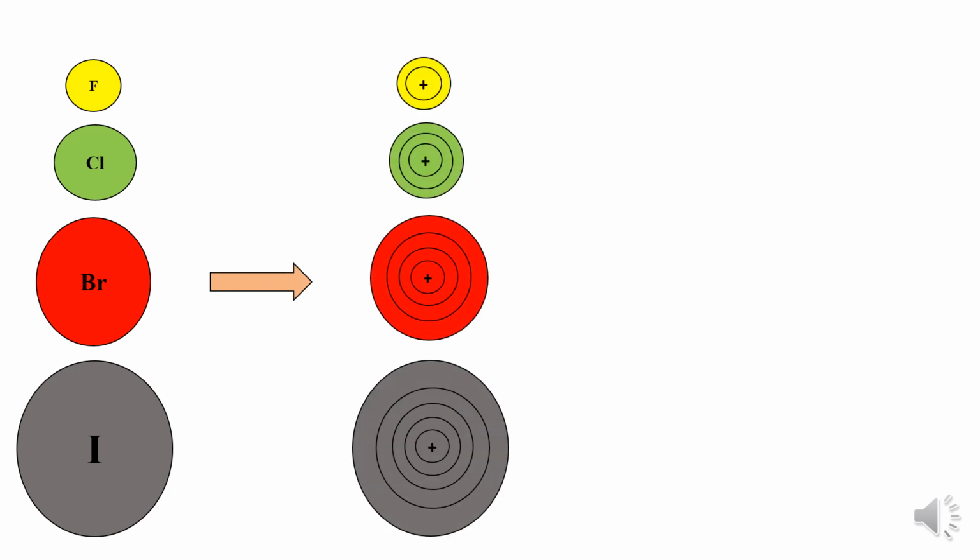The increase in size is due to increase in the number of shells or energy levels in the respective atom. In case of fluorine atom, there are two shells or energy levels. In case of chlorine atom, there are three shells. In case of bromine, four shells. And in case of iodine, there are five energy levels or shells.